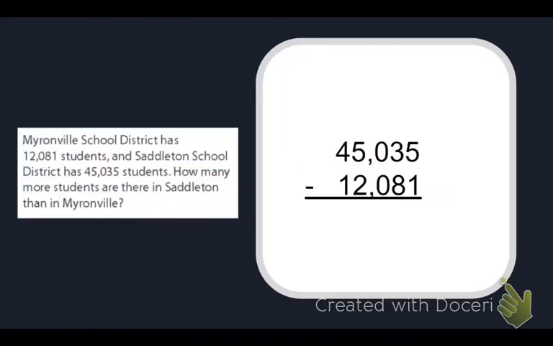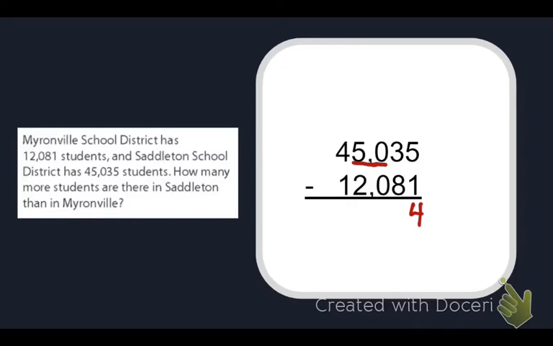Okay, you should have set up your problem like this, with our place values lined up. Then we begin subtracting the 5 and the 1. 5 minus 1 gives me, anybody? 4. Thank you for answering. Okay, 3 minus 8, we can't do that, can we? So we have to borrow. We can't borrow from 0, but we can borrow from 50.